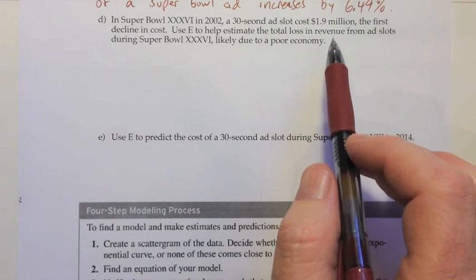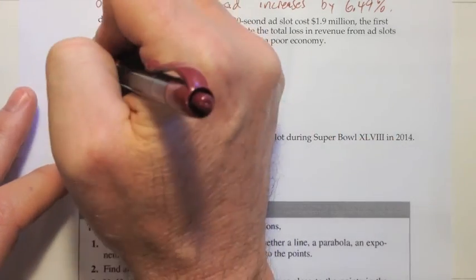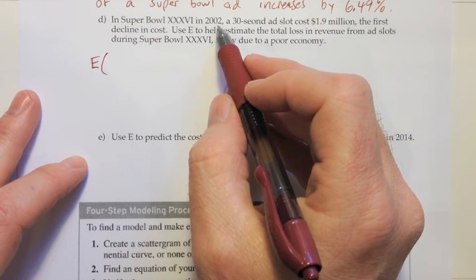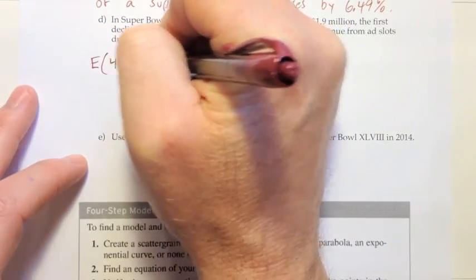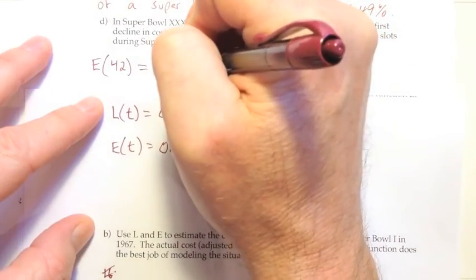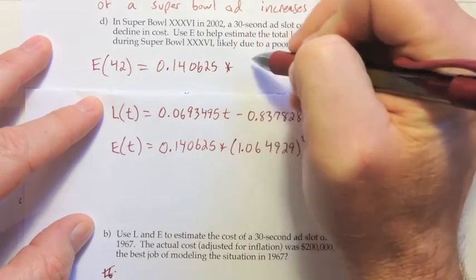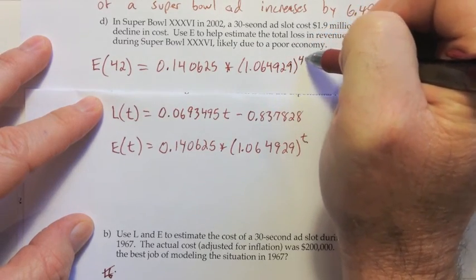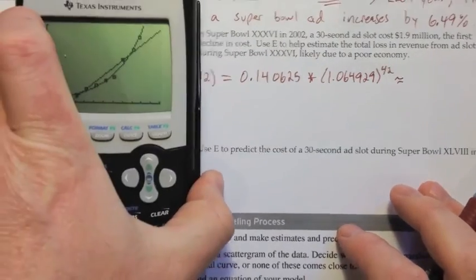So they're telling us how much it really cost, but they're saying, look, we're probably going to get better estimates of what it should have been from the E function, so let's use that to make our estimate. 2002 is 42 years since 1960, so that would be E of 42. And we'd want to plug that into our exponential function. Let's just bring that in real quick. So that'd be 0.140625 times 1.064929 raised to the 42nd power. So let's see what the calculator says that would be.